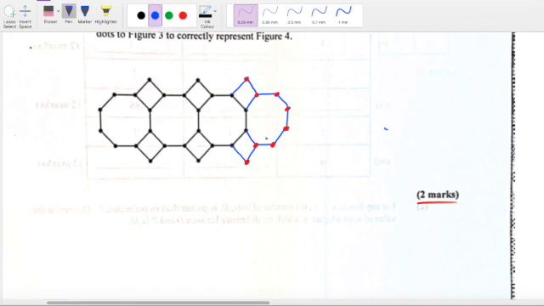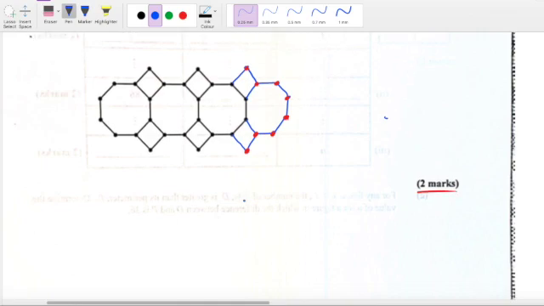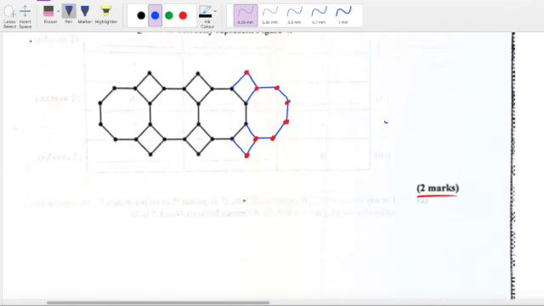Never use red ink on a past paper though. On your paper, please do not use red ink. Just use blue or black only.